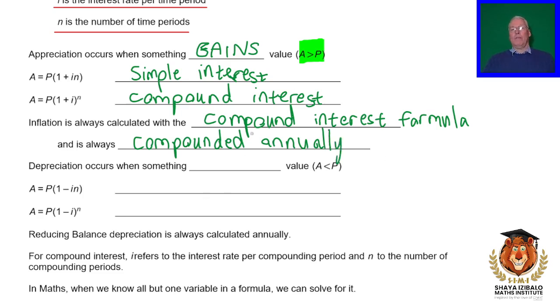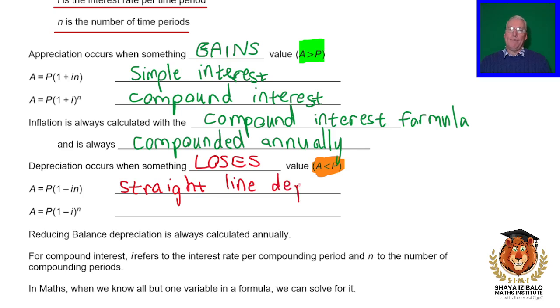Then we've got two formulas which involve what we call depreciation. And this is when something loses value. I'm going to write all of these in red, loses value. We've got this one, which is kind of like a simple interest decrease. And this is called straight line depreciation. We need to know that term because questions will refer to it. Straight line depreciation. When something depreciates, it loses value.